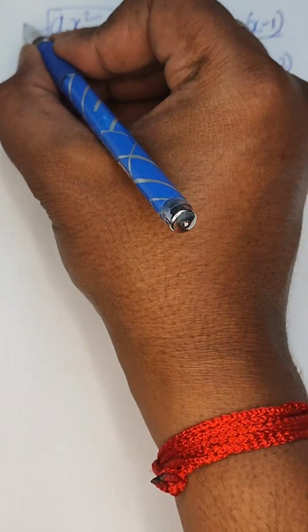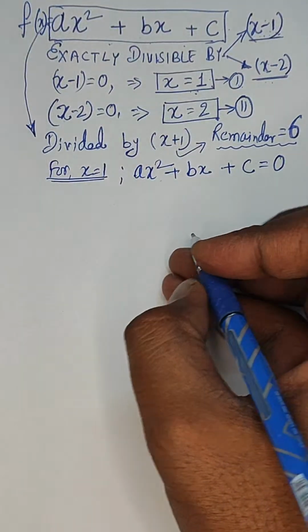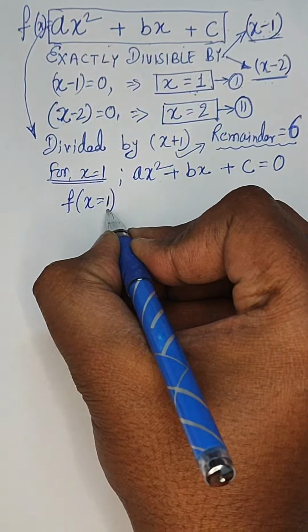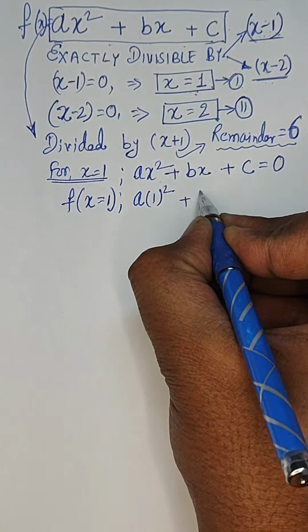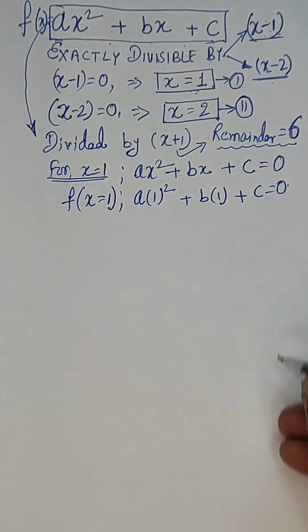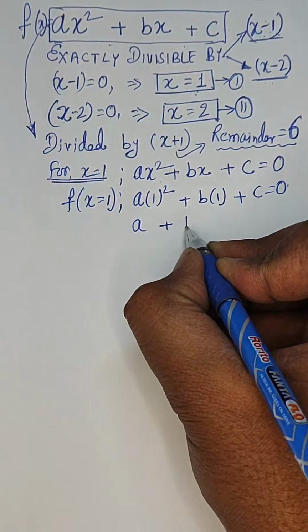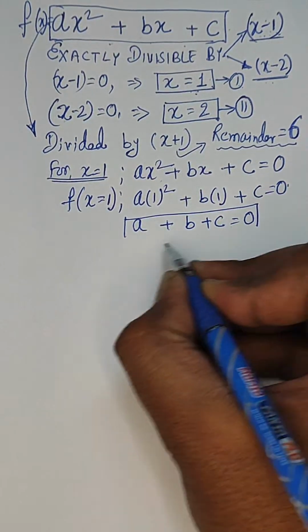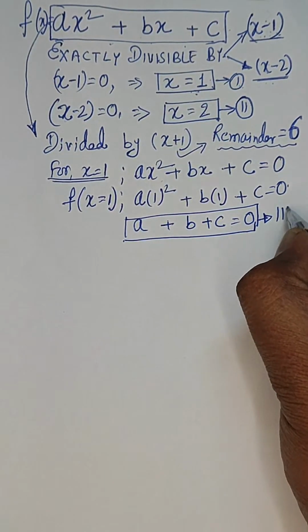That means if this is a function of x, f of x, then f of 1 will give you a into 1 square plus b into 1 plus c is equal to 0. This will give you one equation, that is a plus b plus c is equal to 0. Let us say this is equation number 3.